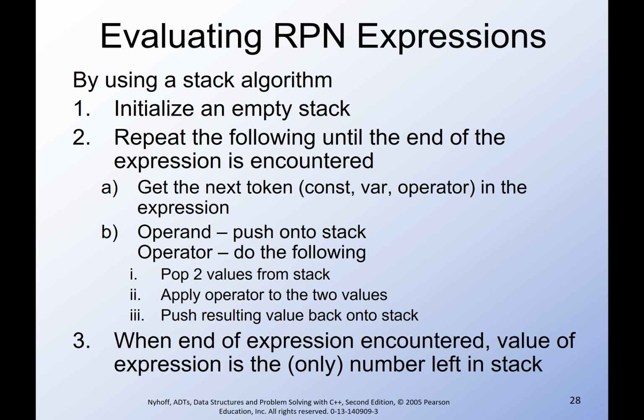When you're doing this, a good test expression would be 3, 4, star, 5, 3, minus, slash. That should give you 6. Some people mess up the order of the operands, because this is supposed to be 2, this is supposed to be 12, and this is supposed to be 12 divided by 2. But if you do the order wrong, you'll do 2 divided by 12.